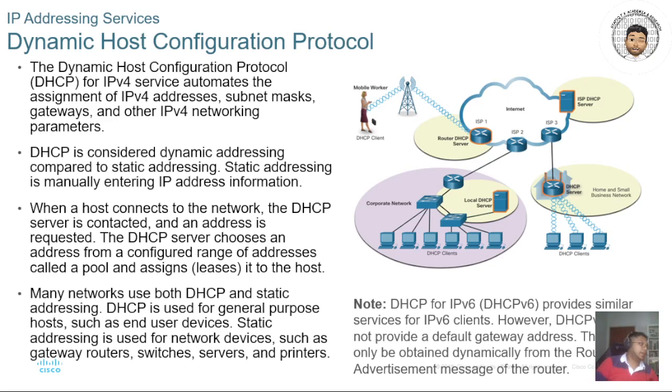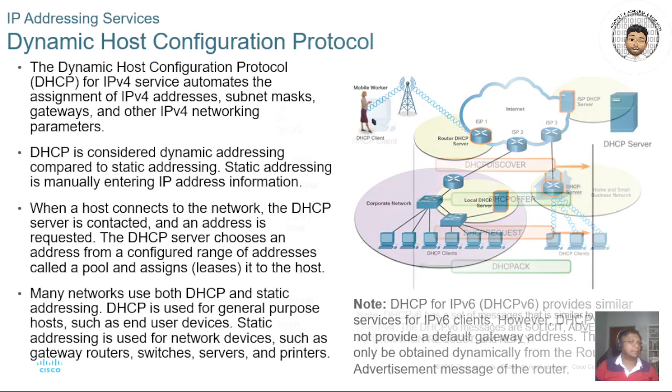Okay, so many networks use both DHCP and static addressing. DHCP is used for general purpose hosts such as end user devices. Static addressing is used for network devices such as gateway routers, switches, servers, and also printers.